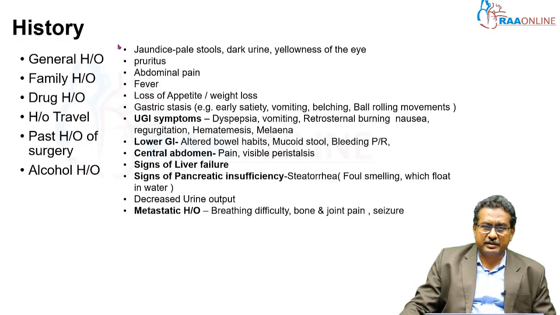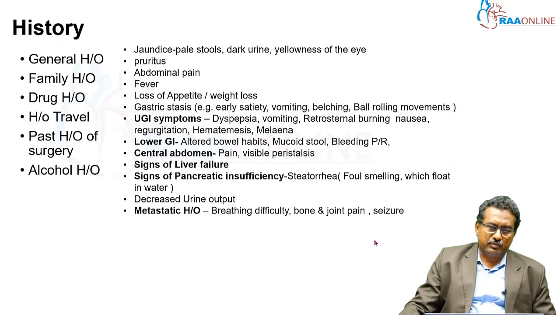Coming to the general history, you should ask about jaundice: if the patient is having a pale stool or clay color stool, any dark colored urine or yellowness of the eye. Pruritus should be asked. Any abdominal pain, and which quadrant of the abdomen. Fever, whether fever is there or not. Loss of appetite, loss of weight. Pertaining to the gastric stasis, which happens with a mass occluding the lumen of the GIT, you should ask for early satiety, vomiting, belching and ball rolling movements.